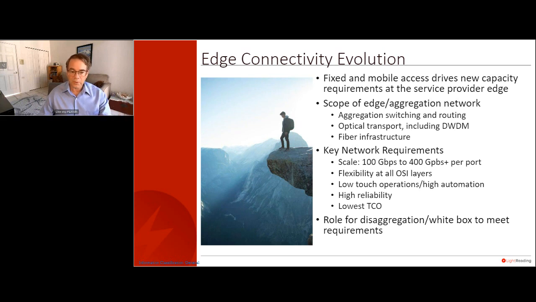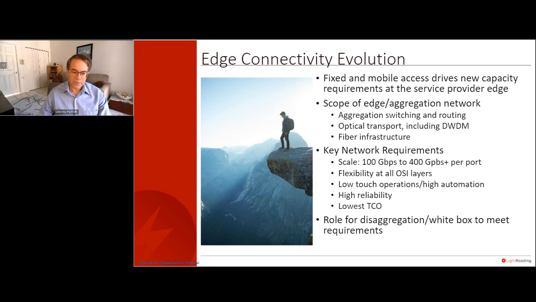There are, of course, switches and routers, things like broadband aggregation switches or cell site routers, which tend to be key elements there. There's also an important role for optical networking equipment, DWDM, very much an important technology for this portion of the network. And of course, as I've already alluded to, in the access and backhaul networks there's a very big reliance on fiber infrastructure, so fiber connectivity for all of it.